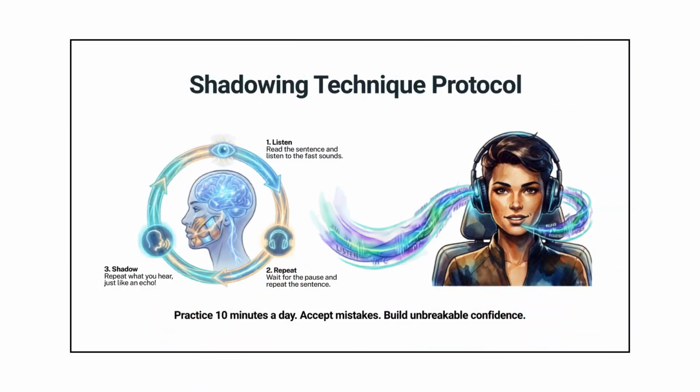Now it's time to train your muscle memory with the shadowing technique. Step 1. Listen. Read the sentence on screen and listen closely as I model the pronunciation. Step 2. Repeat. Wait for the pause and repeat the sentence out loud. Step 3. Shadow. Finally, as we reach step 3, speak along with me in real time, matching my pace, pitch, and rhythm like an echo.